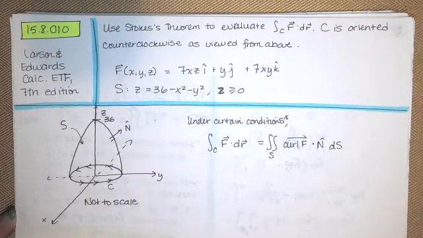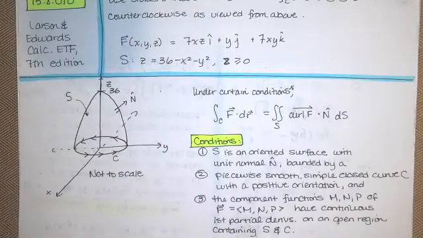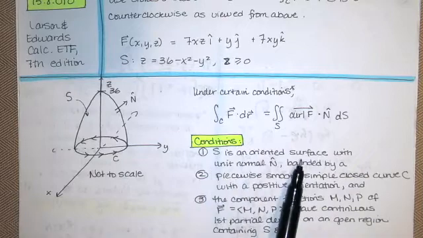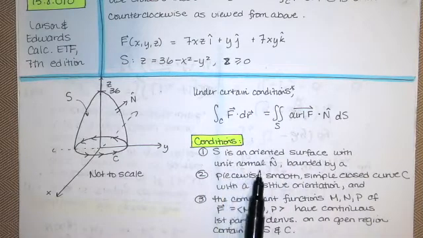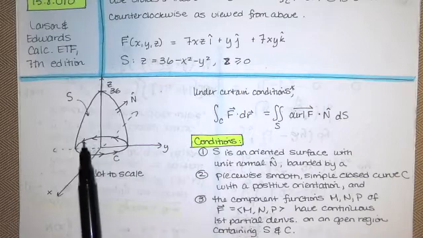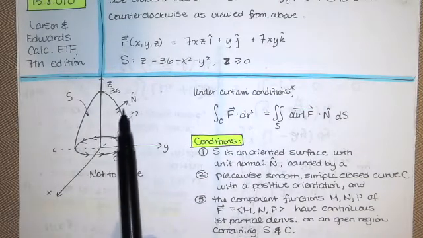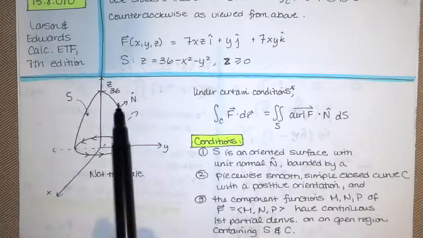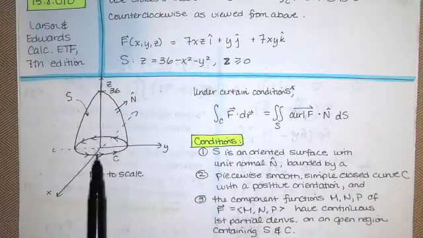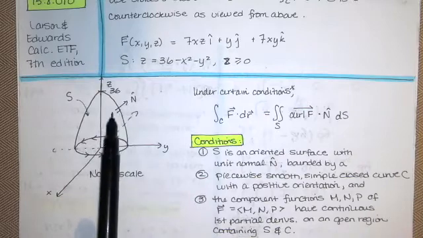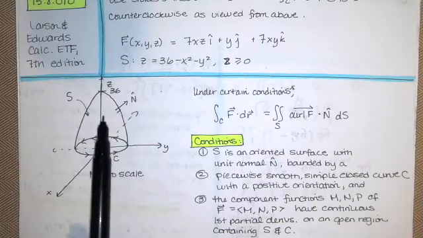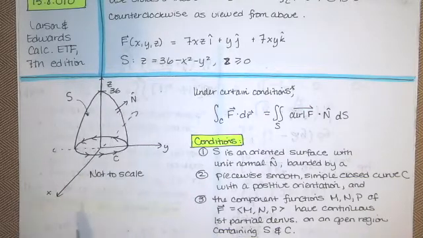Let's look at the conditions. And here I have listed the conditions for us. The first is that S is an oriented surface with a unit normal n hat. So we've got an oriented surface. It has a top side and a bottom side. And we've got an n hat, and we'll choose to orient that surface upward so that n hat is pointing upward. It has a positive z component.